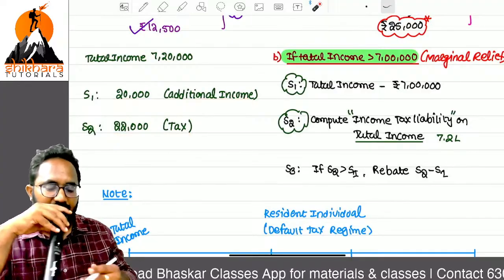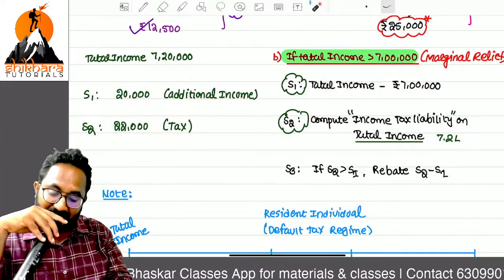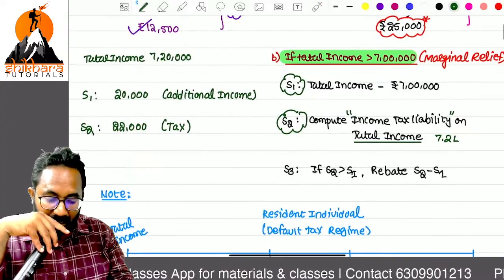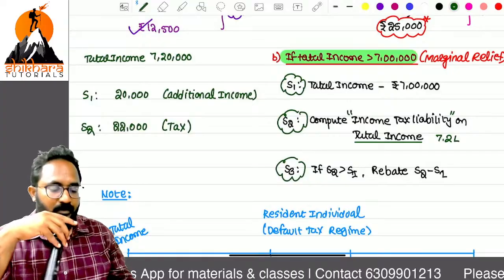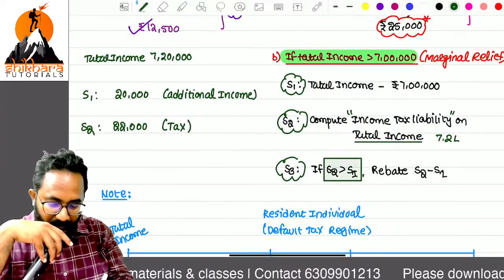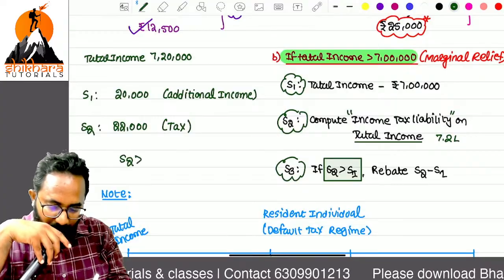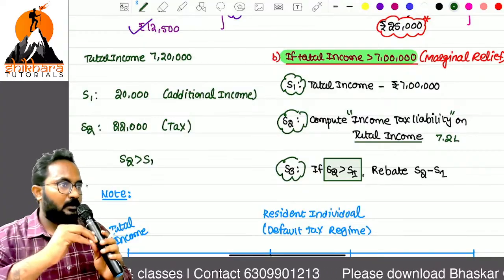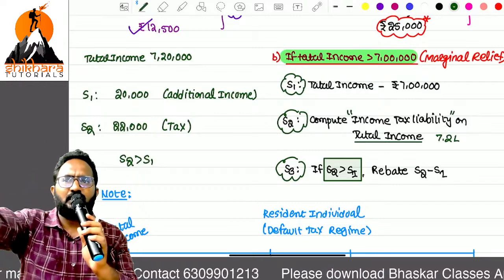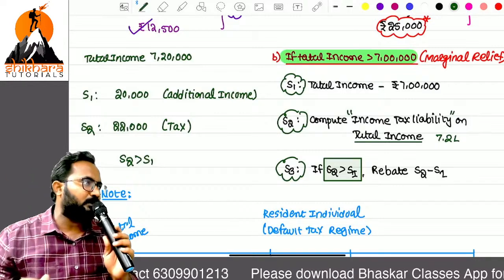My capability is 20,000 only, but they are asking more than my capability. So that's why they are giving the rebate. If step 2 is more than step 1, please check whether step 2 is more than step 1 or not. Yes, they are asking more than my capability. I will give you 20,000. How can I give 22,000 to them?